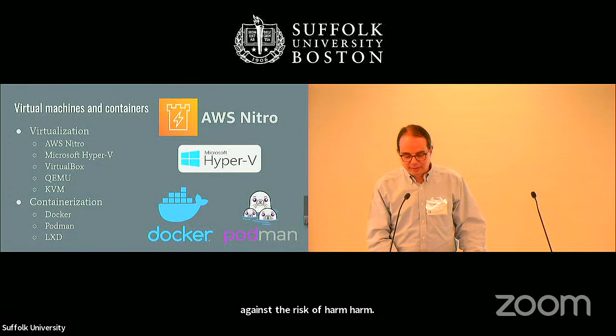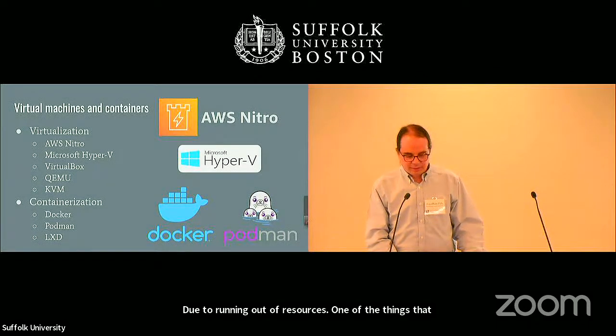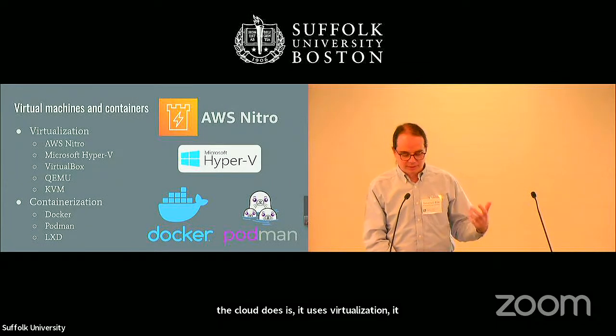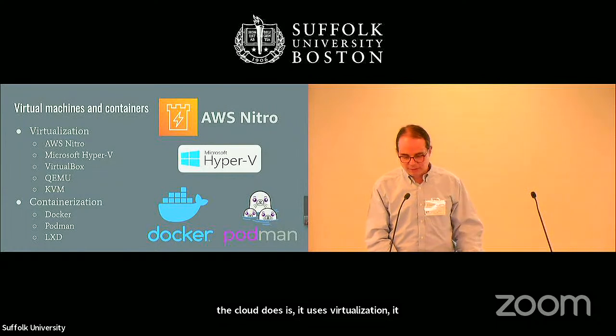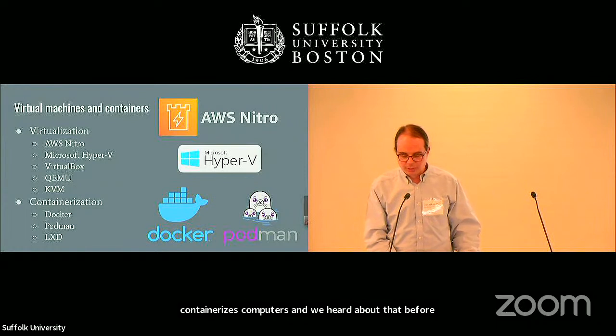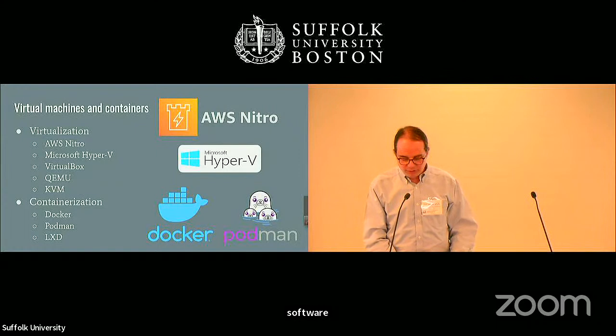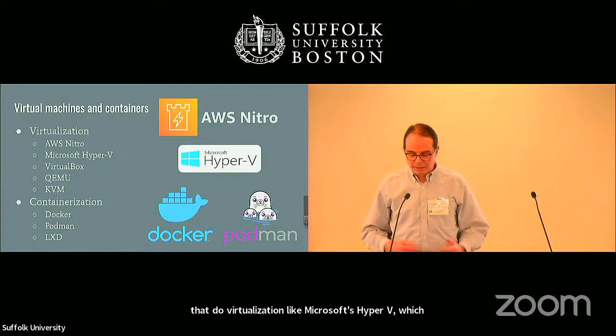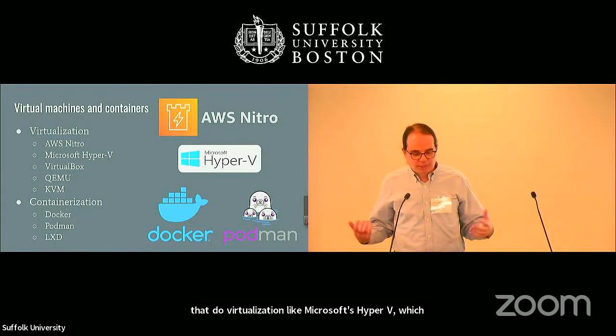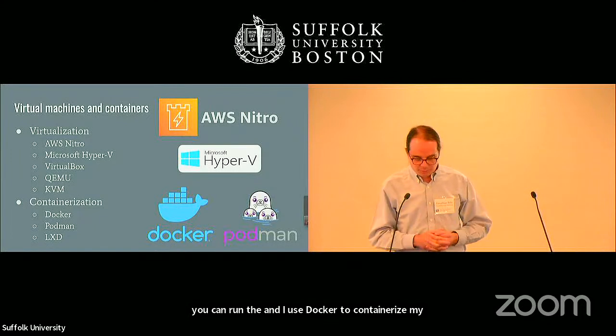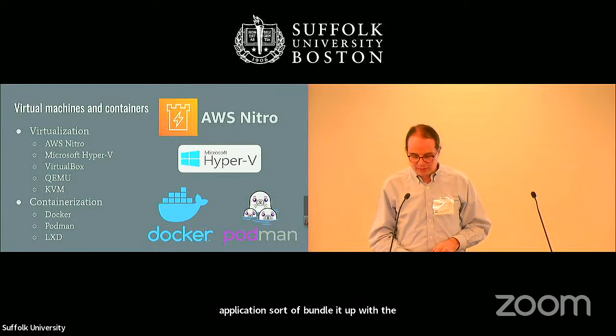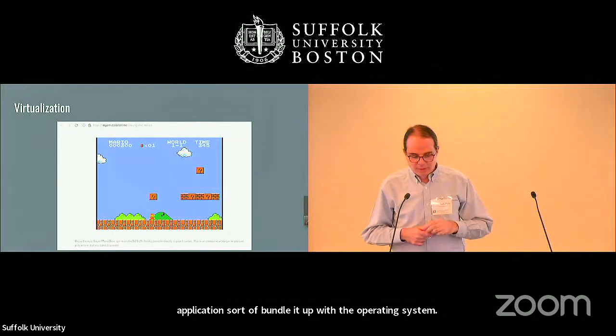One of the things that the cloud does is it uses virtualization. It virtualizes computers for you, and then it also containerizes computers. And we heard about that before. AWS uses this software called Nitro, but there are other software that do virtualization, like Microsoft's Hyper-V, which you can run. And I use Docker to containerize my application, sort of bundle it up with the operating system. But there are other container products as well.